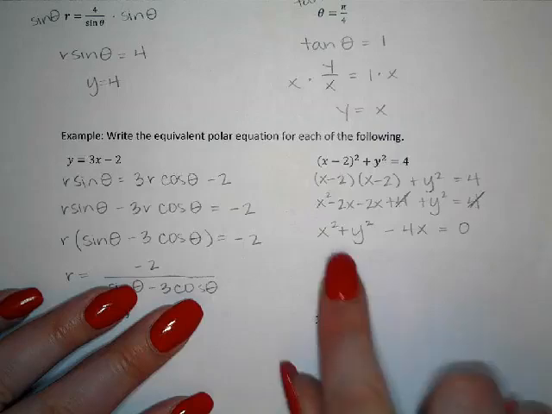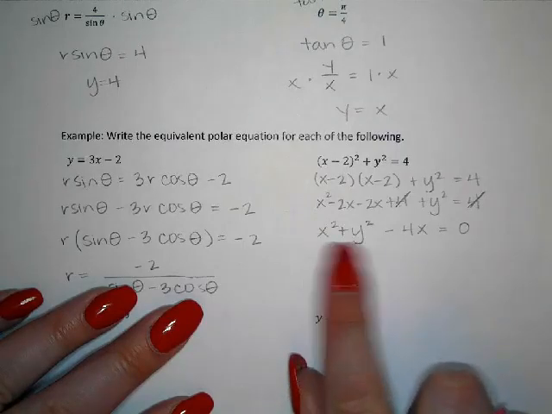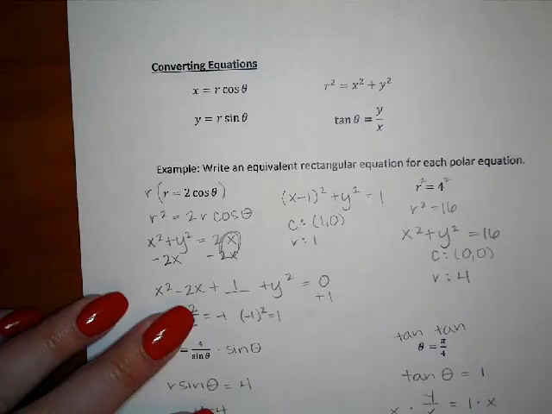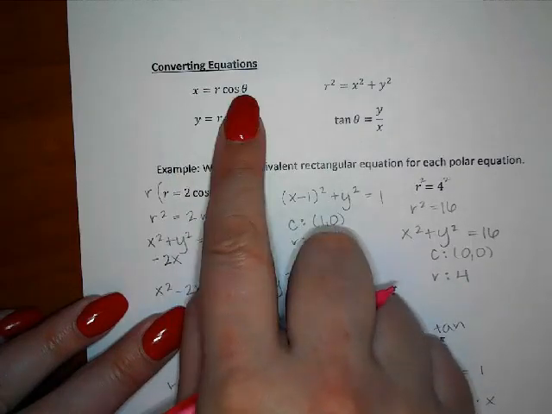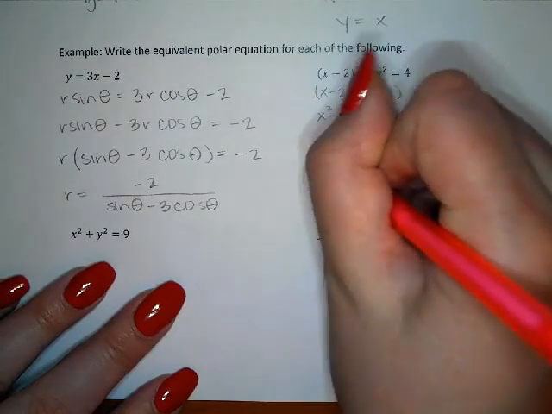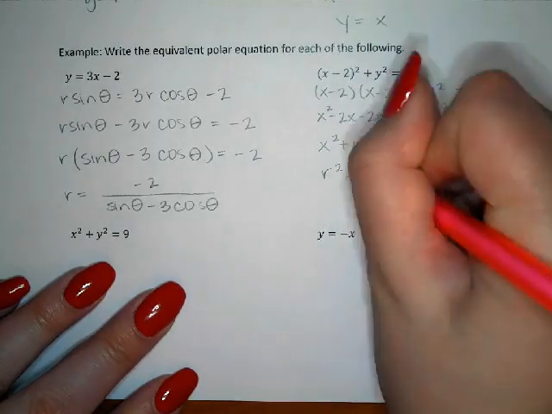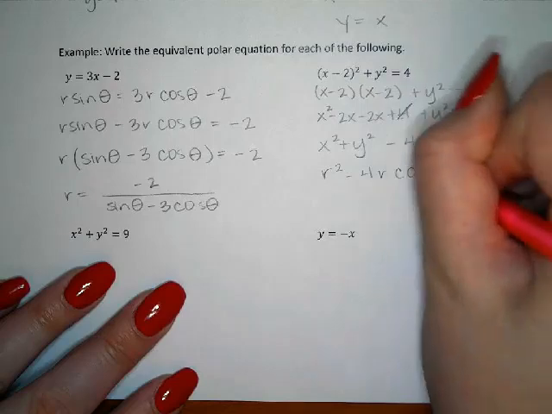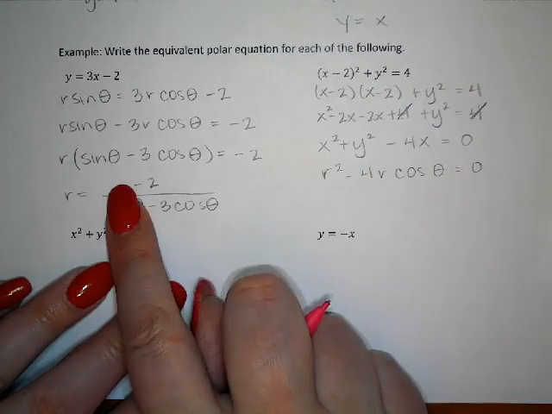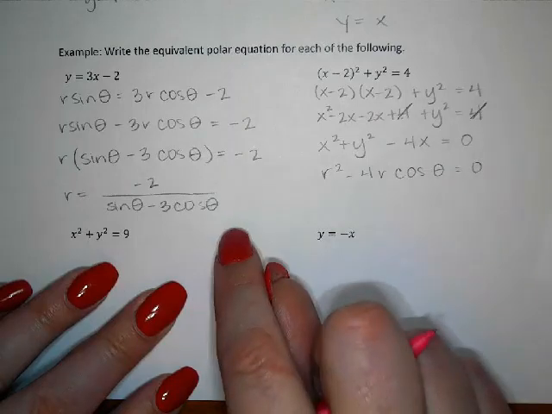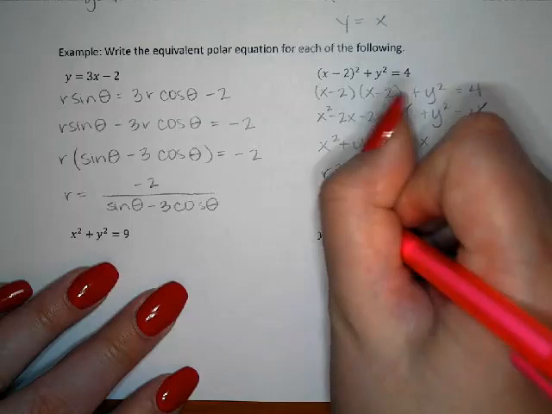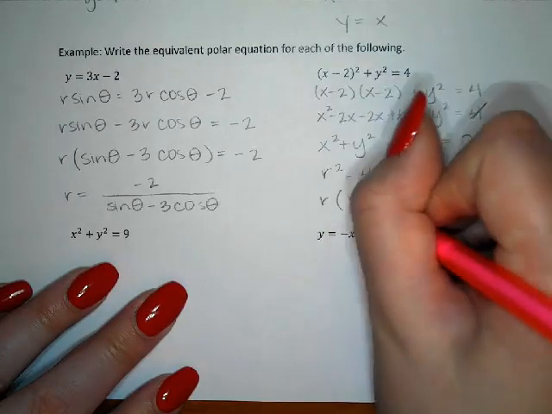X squared plus y squared can be replaced with r squared. And then we have minus 4 times x, and the x can be replaced with r cos theta. So I'm going to say r squared minus 4 r cos theta. And then I'm going to do the same thing I did over here, where I'm going to try to isolate the r. So I'm going to factor out the r. So I have r and r squared, so I'll factor out the r, and that leaves an r behind, actually, from this first one.